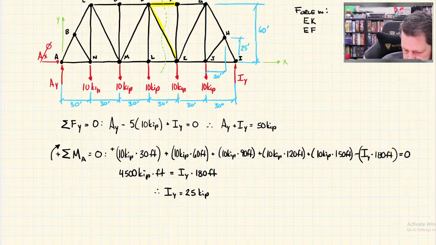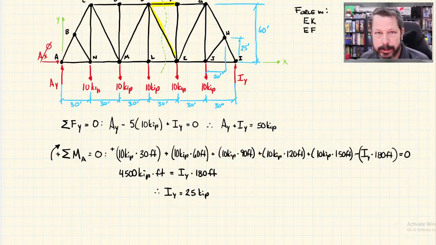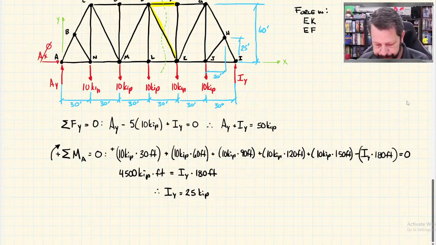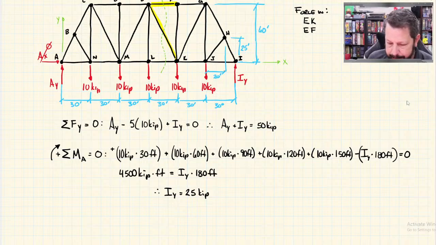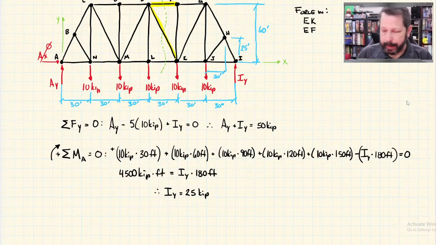25 kips. Now, some of you are probably saying, well, that's obvious because I've got 50 kips total and they're all evenly spread out and my truss is symmetric. I could just say that 25 is reacted at one end and the other 25 is reacted at the other end. So we could have just done that. But it won't always be everything symmetric and all the loads even. So we worked out the equation. Then I could take that IY, plug it into my Y equation, and I could indeed confirm that AY is also 25 kips. All right, however you do it, we have our external reactions now.